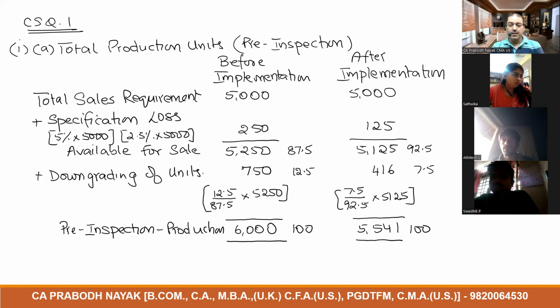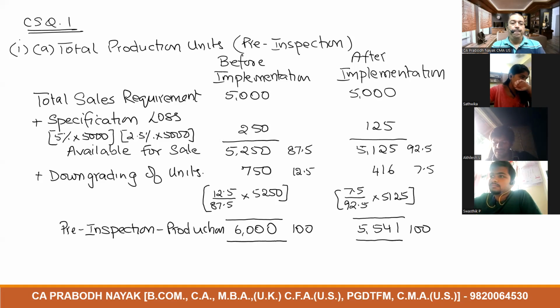This is clear. Shall we proceed? So the first part was calculation of total production units that we have done. Now the total raw materials purchase. See, there is another way of looking at it. If you are finding this a little bit difficult to understand, you can work the other way around.